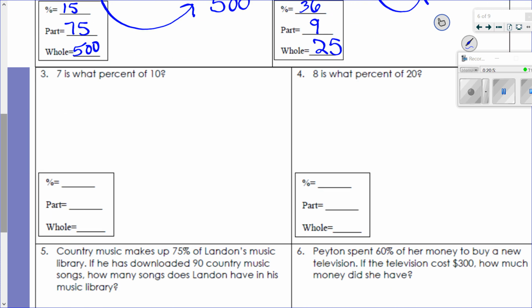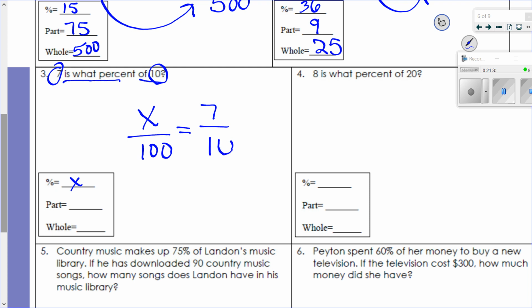Right here. 7 is what percent of 10? Okay. I'm going to start with the percent. Do I know my percent? No. That's my X. Over 100. Okay, is 7 the part or the whole? The part, right? Obviously. And then of, there's my keyword, of 10. 10 is my whole.